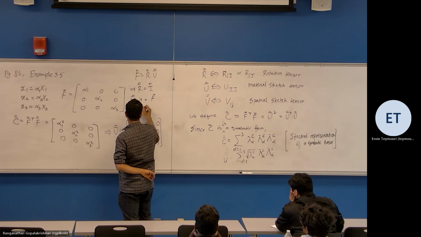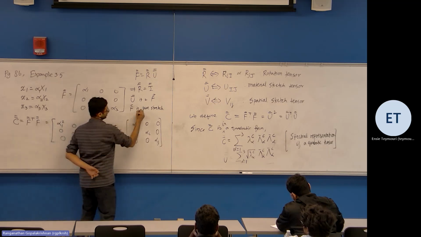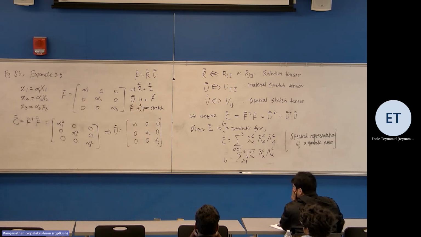F is a pure stretch. That is, the deformation represented by F is a pure stretch, which is what we were told. This deformation comes from the idea that you either lengthen or contract along the x1 direction, same along x2 direction, same along x3. There is no shear here.